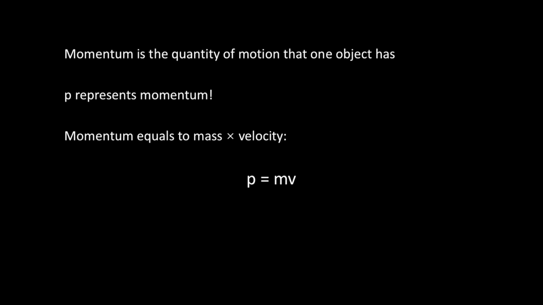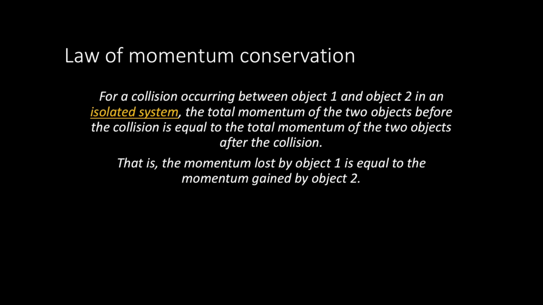So now we know what momentum is, but what is the law of momentum conservation and in what area can we apply this law? Well, let's take a look at the following statement. For a collision occurring between object 1 and object 2 in an isolated system, the total momentum of the two objects before the collision is equal to the total momentum of the two objects after the collision. That is, the momentum lost by object 1 is equal to the momentum gained by object 2. Notice that it is important to mention that the system is isolated.